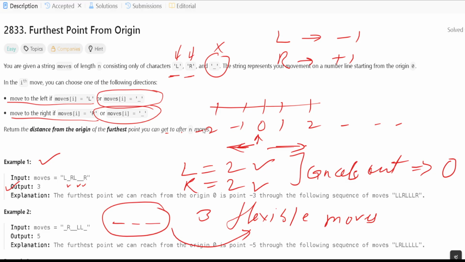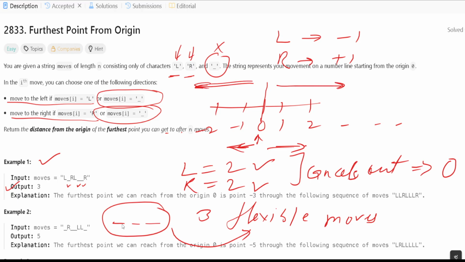Our goal is to go far from this 0. This is the origin. Either you go far from here or far from here, it doesn't matter. If your goal is to go far from 0, that is the origin, you push everything in one direction. Either you push in this direction or in this direction.